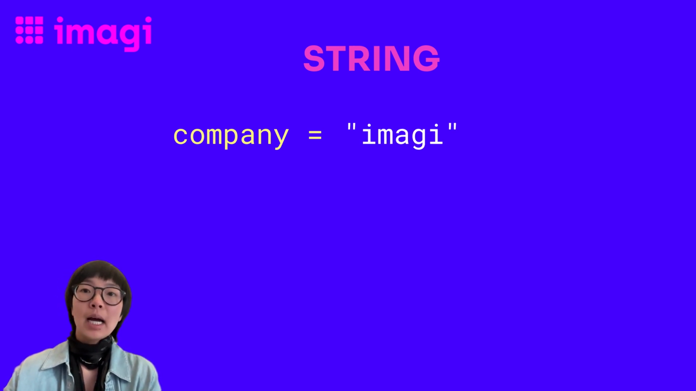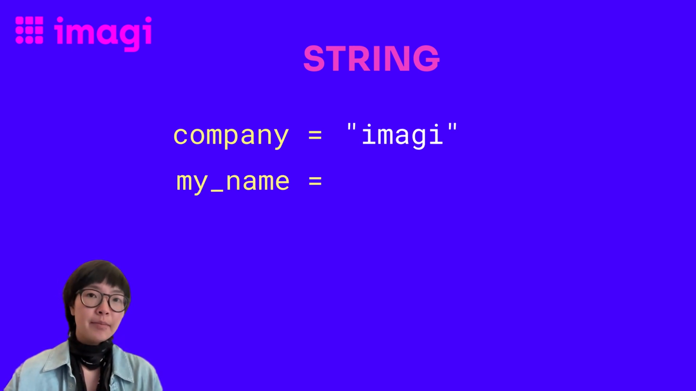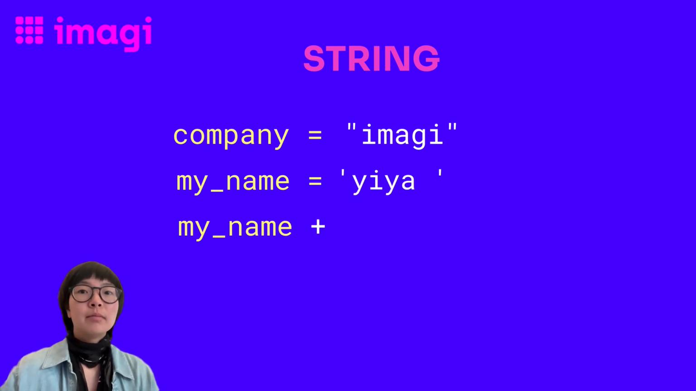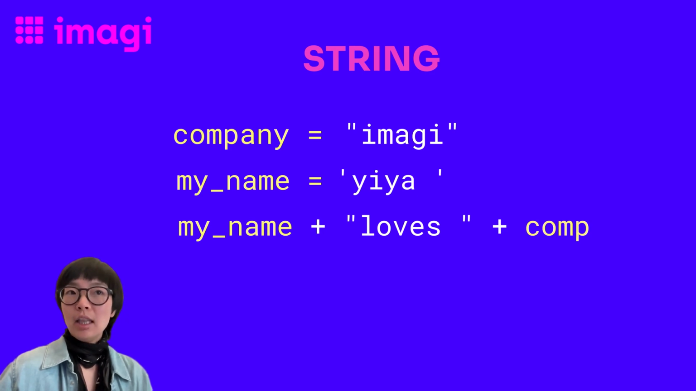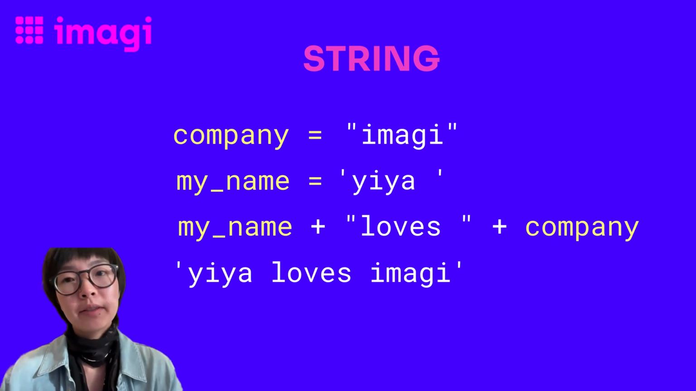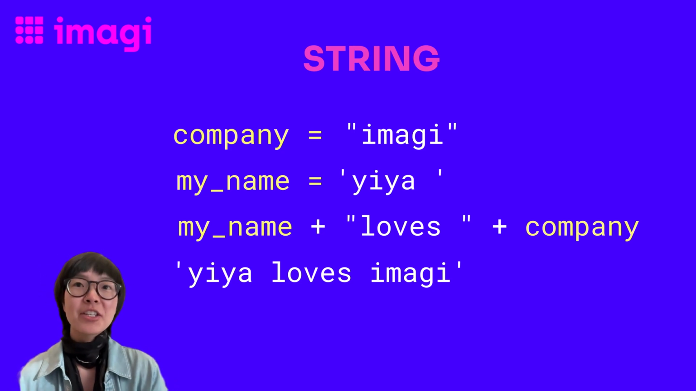So if we assign company to Imachi and my name to Iya, because my name is Iya, then I can just call my name plus "loves" in quotes, and don't forget a space after loves, and then plus company. Then it returns a string that says Iya loves Imachi.